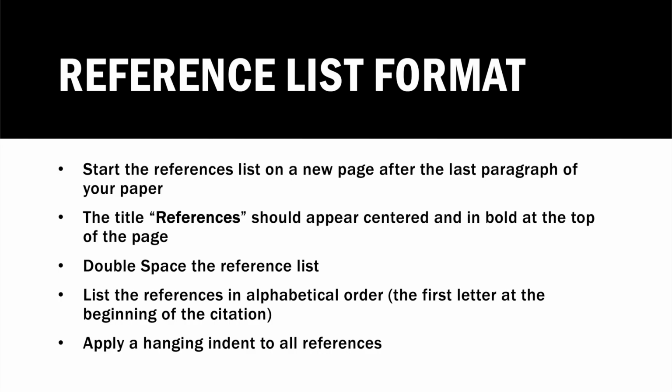Let's briefly move on to the reference list format. When you're formatting your reference page, you want to start the references list on a new page after the last paragraph of your paper. The title References should appear centered and in bold at the top of the page. The reference list is also double-spaced like the rest of your APA document. The list of references should be in alphabetical order, meaning the first letter at the beginning of the citation is what you use to judge in what order you should be placed on the list. Lastly, apply a hanging indent to all references.